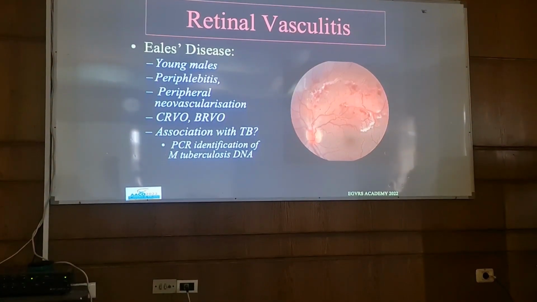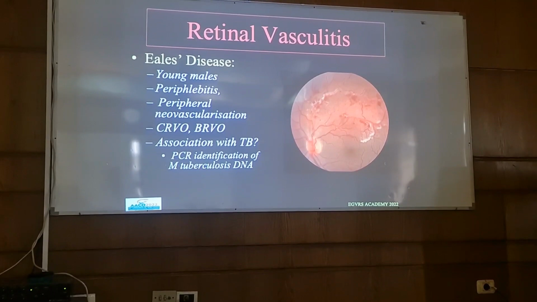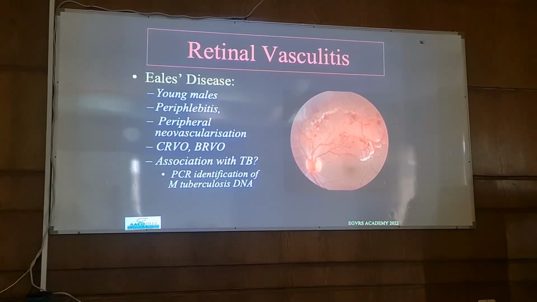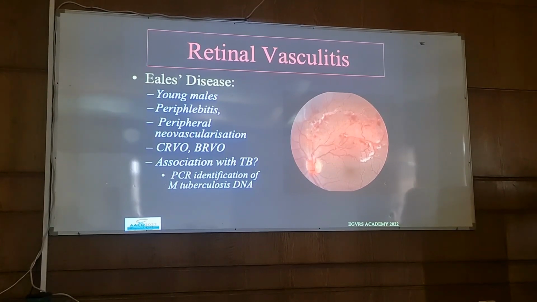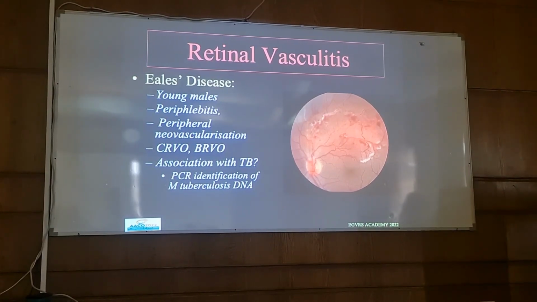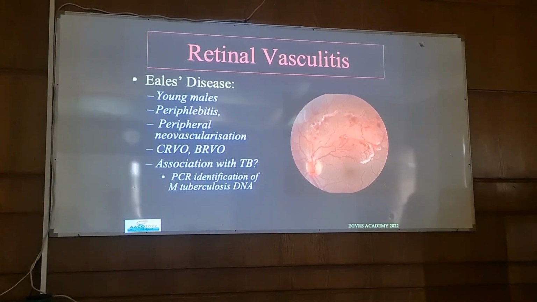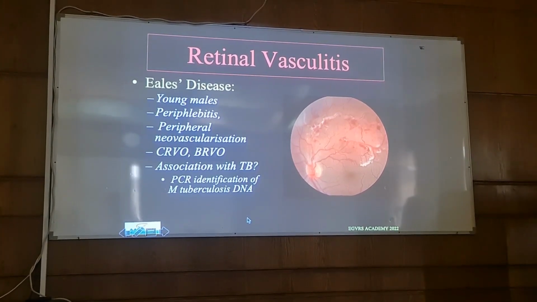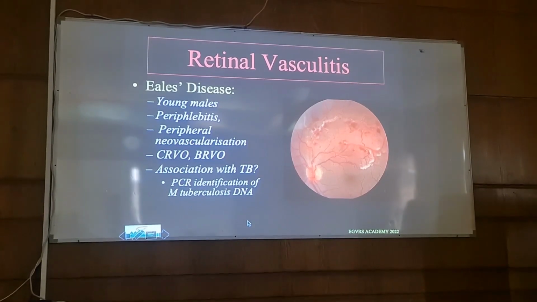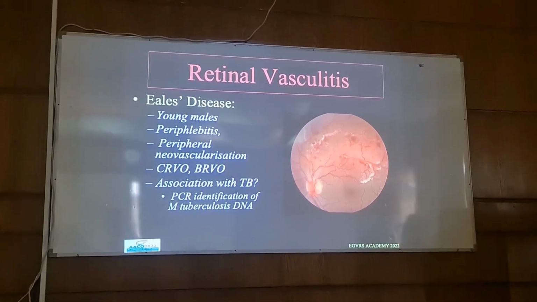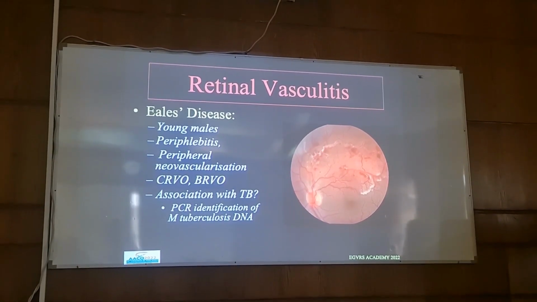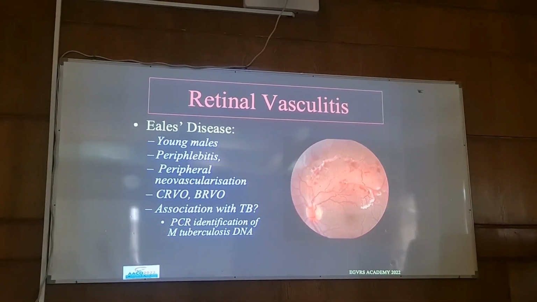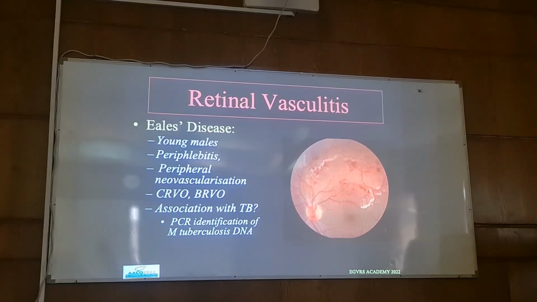Eales disease. Eales disease, احنا عارفين هو disease of young males. Now we know that it is part of a spectrum of tuberculosis. ليه بقى؟ لأن it was found that there are DNA remnants in some of those patients with Eales disease. What is Eales disease? It's periphlebitis with neovascularization taking place in the retina of young males.